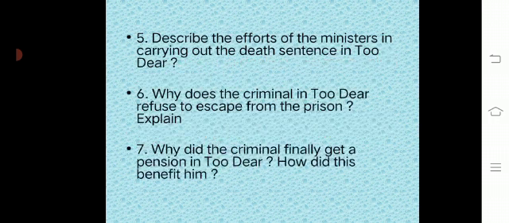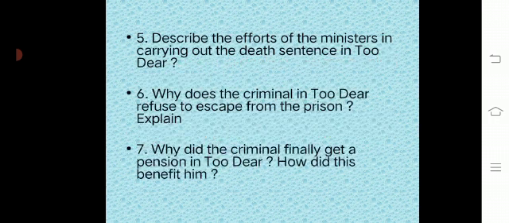Now, question number 5. Describe the efforts of the ministers in carrying out the death sentence in Unit 2. Efforts of the ministers. So whatever discussion they had, all that you have to write.